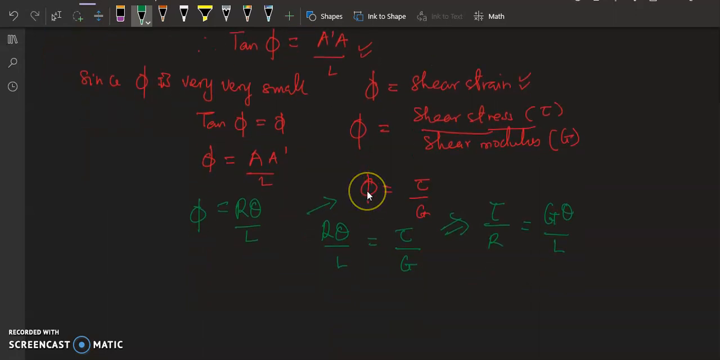Now this will be the first part of the torsional equation. So we're going to have it as equation A. So let us keep this and see how we derive the other part of the equation.